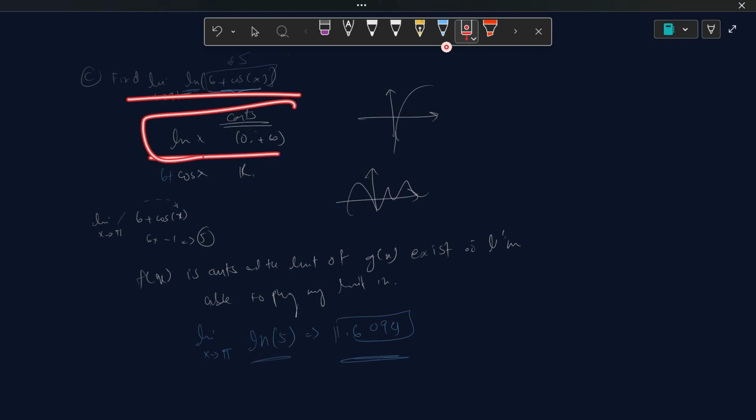And because we have to show all the steps, we have to show that the function is continuous and the limit exists. That's why we're able to plug the limit in. So every time it says to show all the steps, that's how you're going to do this.